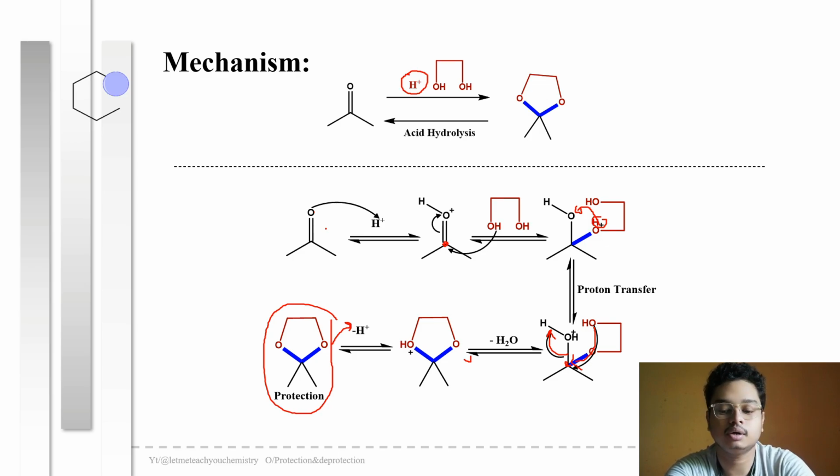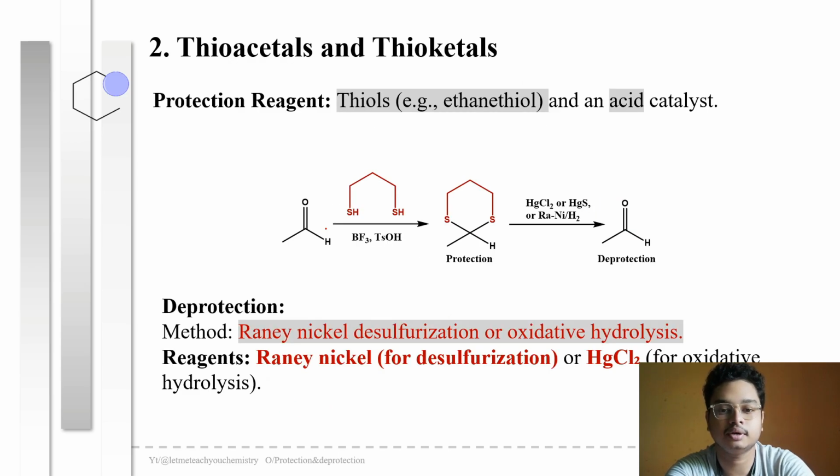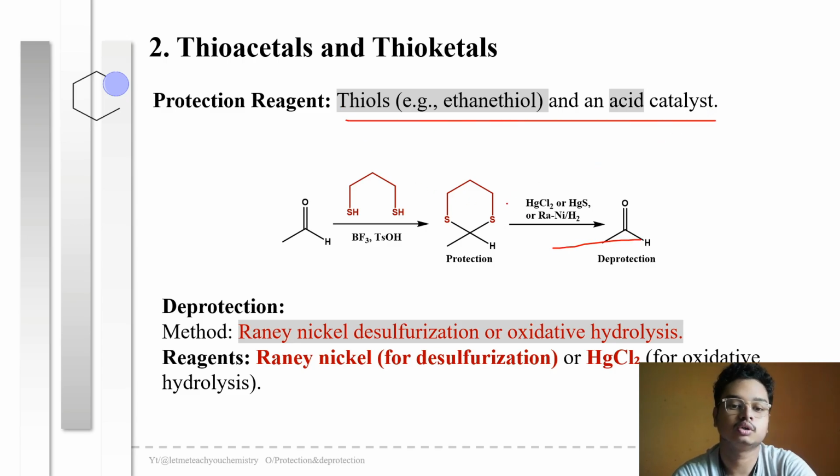Okay, so now let us talk about thioacetal or thioketal mediated protection strategies. Here thiols and an acid catalyst are used to protect the particular carbonyl compound by forming a thioacetal or thioketal.